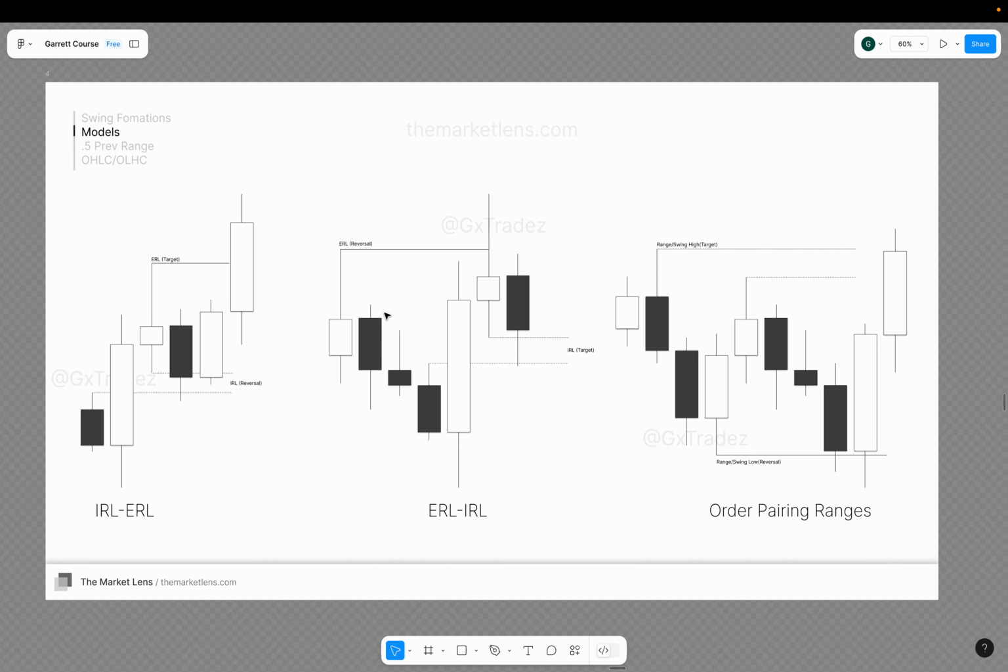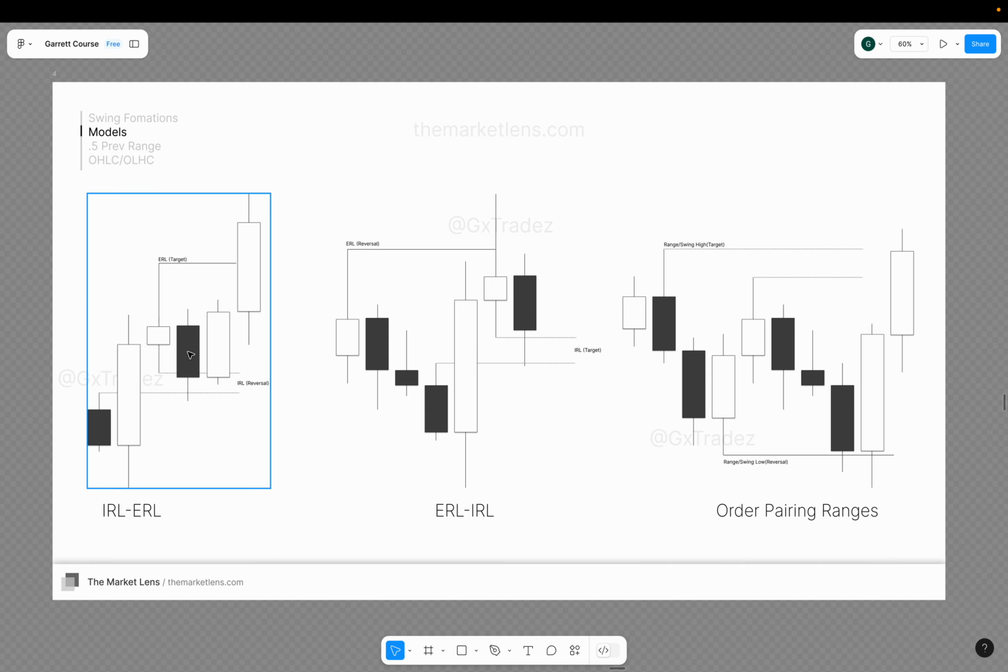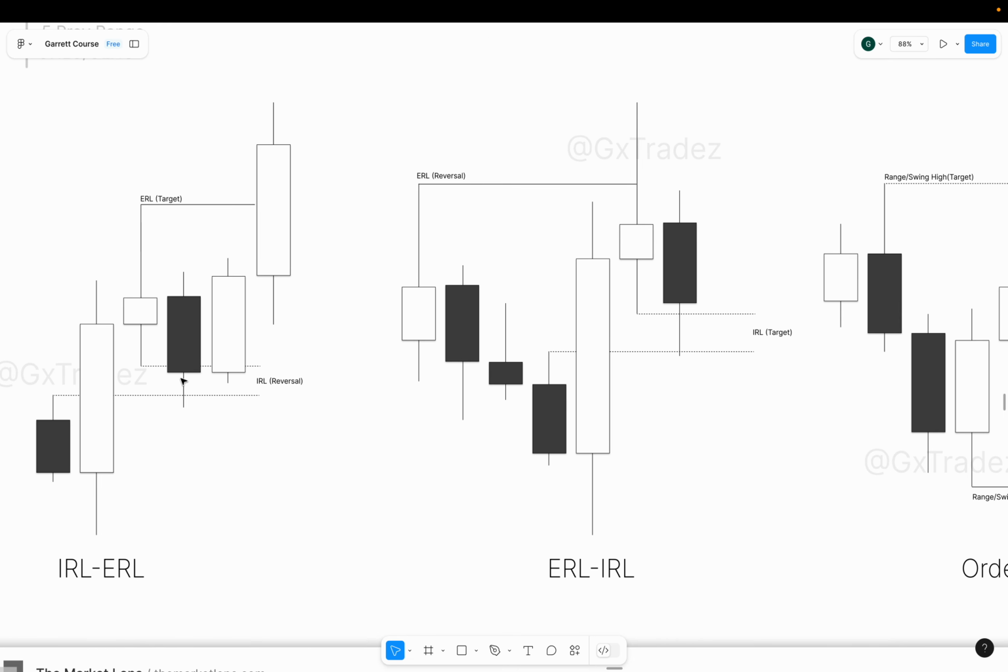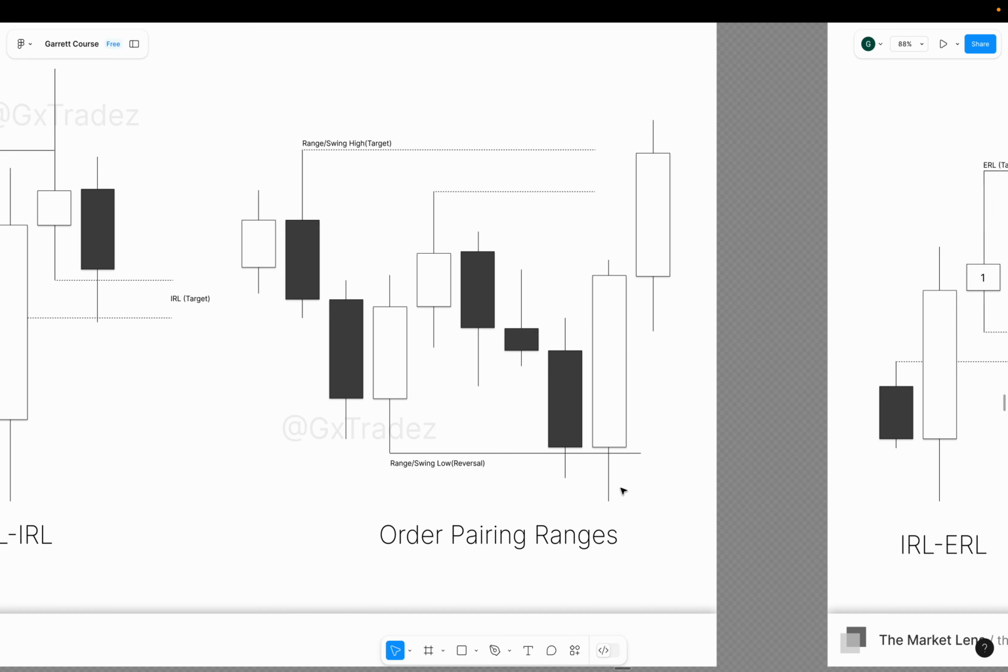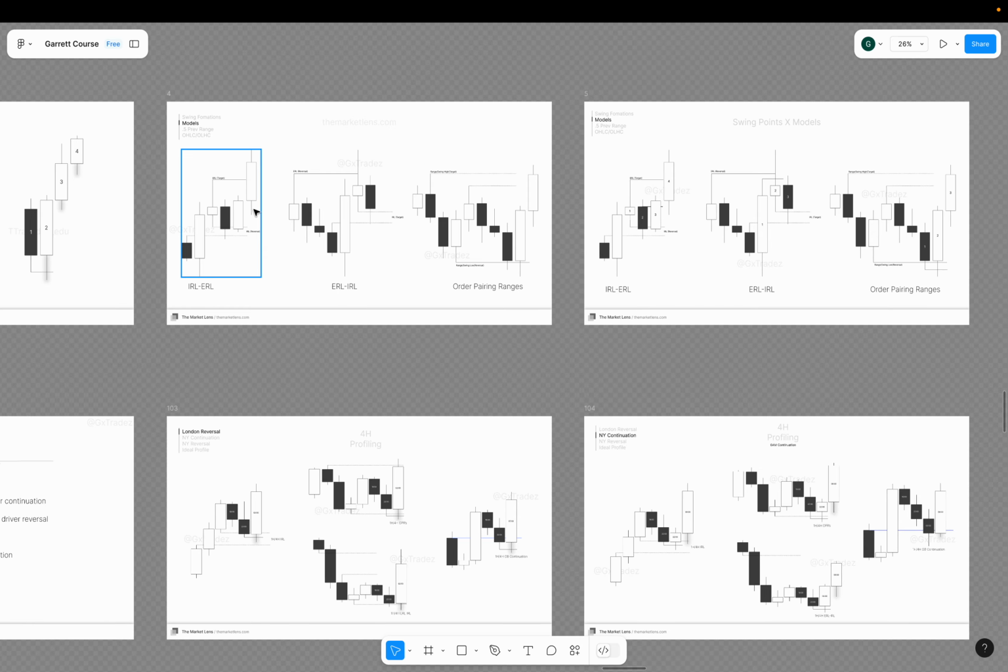But these are what actually form the low of day on the 1 hour and the 4 hour, pretty much every single day. So we're looking for some reversal point, right? To put it simply: internal to external, external to internal, and then my favorite, some sort of manipulation of a range low or a swing low, and then price expands into the opposing side of the range, right? Those are simply the three models.